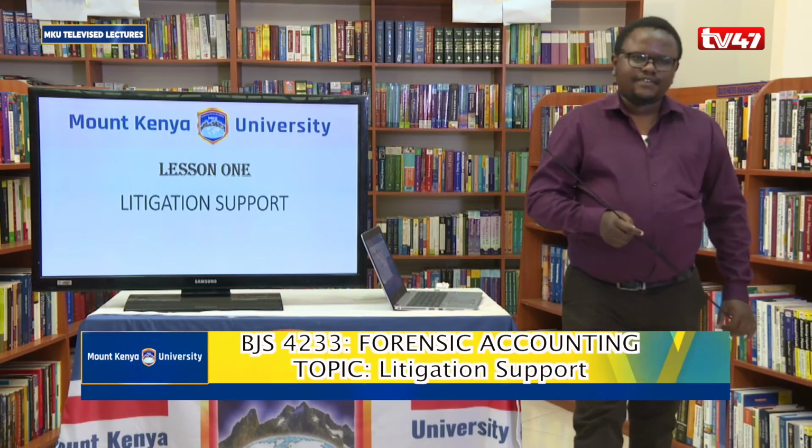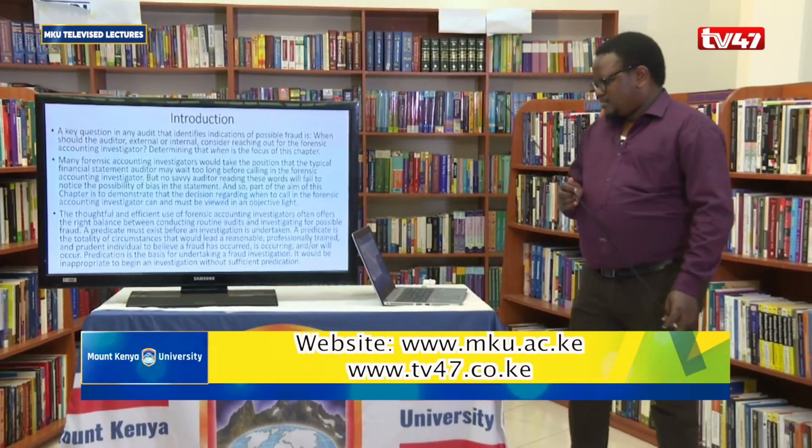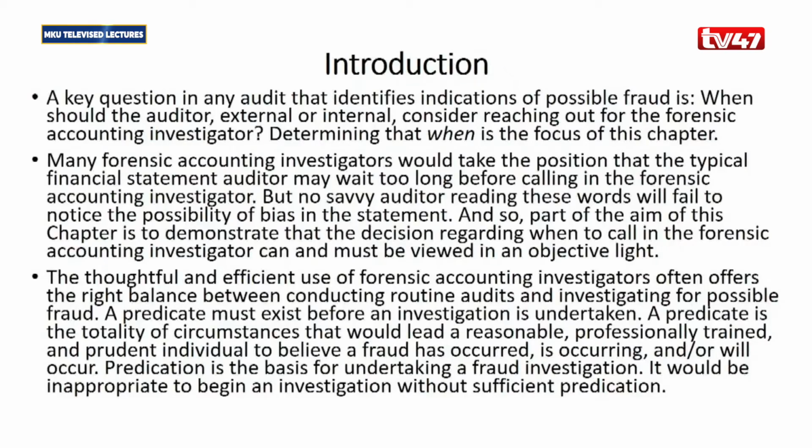So our class today will cover litigation support. When we talk about litigation support, we bring about the element of auditing. When you're auditing the books of a certain company, there may be indications of fraud. So the main question we ask ourselves here is, when is the right time, whether the auditor is internal or external, when should they consider calling in a forensic accounting investigator? That is the main gist of this chapter.